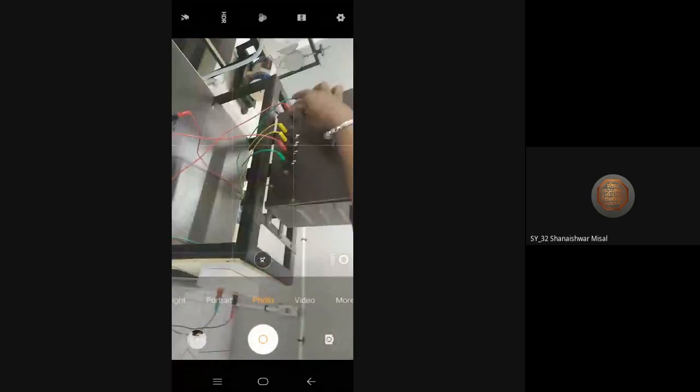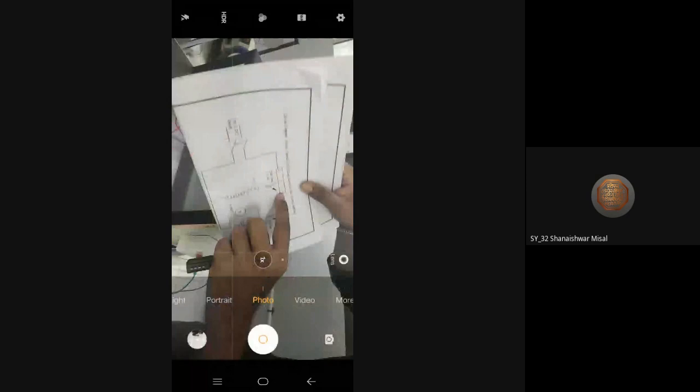Then the A terminal A1 is connected directly to the A1 of the motor. Then A2 is connected back to the A2 of the starter, and this N is connected to the N. So that is the connection. Now I'll switch on the MCB. Before switching on the MCB, just take care that our resistance is at the maximum position.